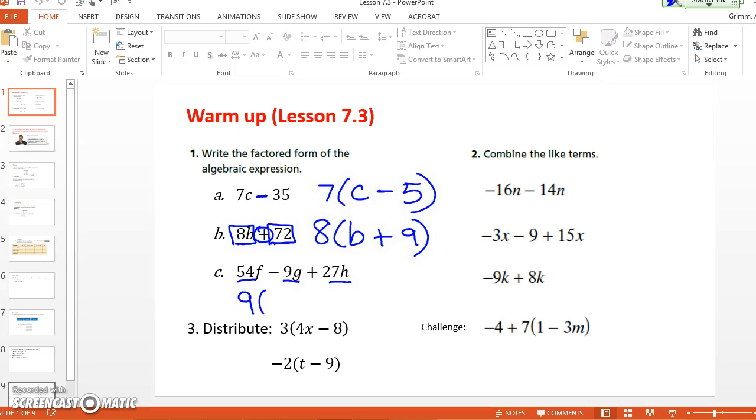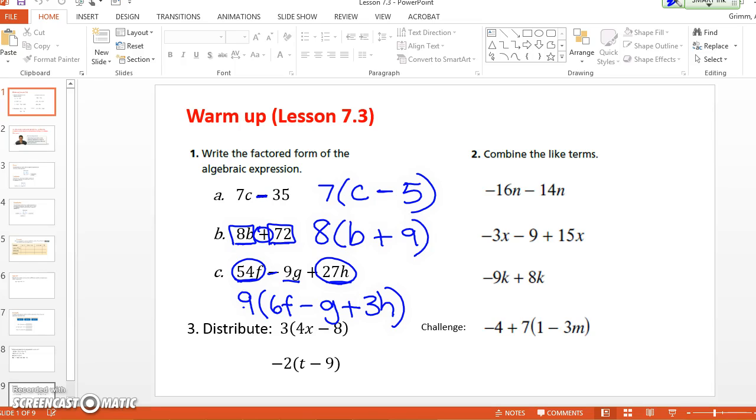So 9 times what gets you to 54F? 6F, right? Okay, I keep the subtraction sign. 9 times what gets me to 9G? G. Keep the plus sign. 9 times what gets me to 27H? 3 and an H. And that is it.